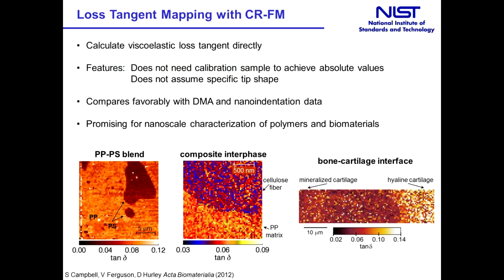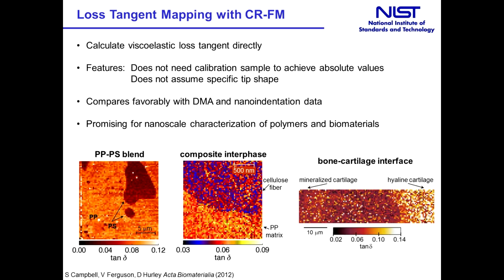Since this initial demonstration of viscoelastic CR-FM, we've also developed a new way to determine the viscoelastic loss tangent, or tan delta. With this approach, we directly calculate tan delta from the contact resonance frequency and quality factor without intermediate calculation of E prime and E double prime. Some features or benefits of this approach are that it does not require a calibration sample or calibration data in order to determine absolute values of tan delta.